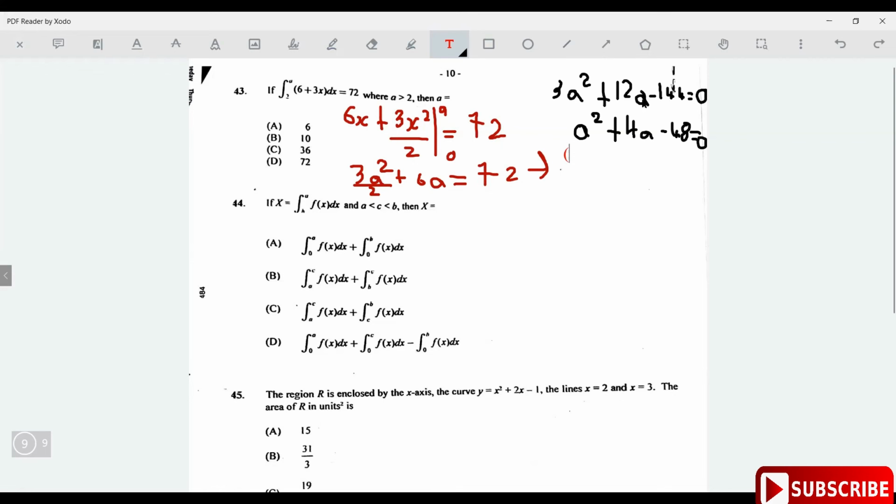When I divide through by 3, I get a squared plus 4a. Yeah, that's right. So what you're going to get is 4 squared minus 4 times minus 48 times 1. B squared minus 4 times a times c. Something went off here. Oh, this was the issue.